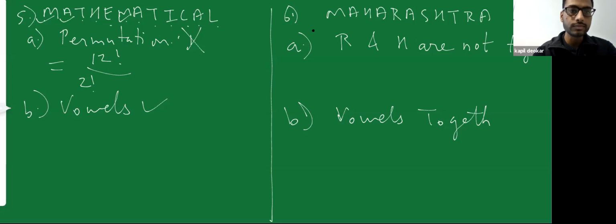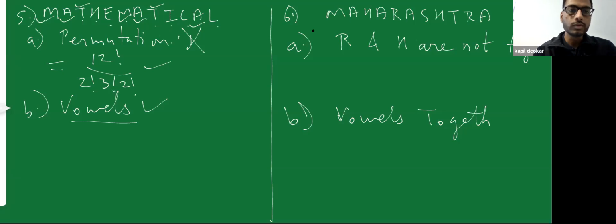A is repeated 1, 2, 3 times, so divide by 3 factorial. T is repeated twice, so I'll again divide by 2 factorial. H is not repeated. E is not repeated. I, C, and L. So perfect. So this is my answer.